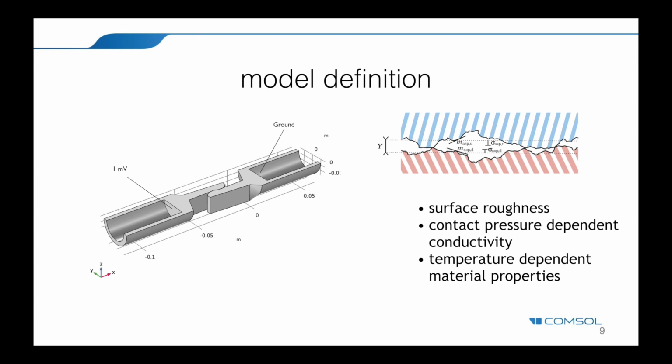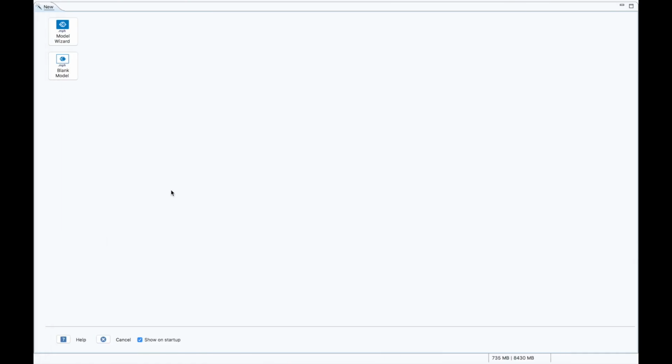We will have, from the electrical side, a ground on one boundary, and we will apply 1 millivolt voltage on the other boundary. From the heat transfer side, we will have heat flux to the ambient temperature, and from the structural mechanics side, we will define fixed boundaries on both of these tips, and the contact pair will be defined during the model setup. And now we can jump into the COMSOL desktop and see how to set up this model step by step.